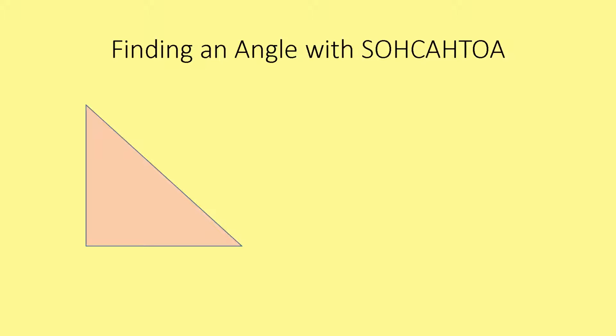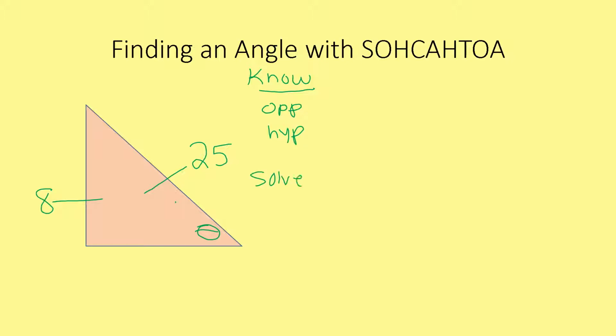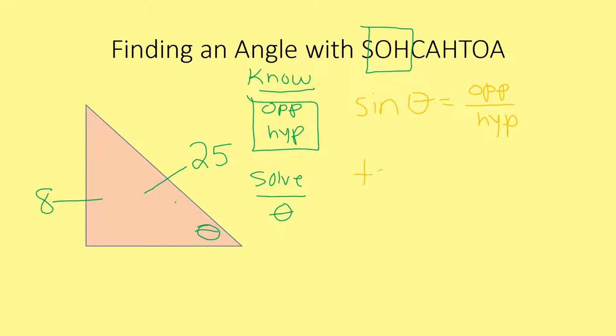Next we have finding an angle with SOHCAHTOA. So say we know that our hypotenuse is 25 and we are solving for our theta, and we also know the opposite is 8. So we know the opposite, we know the hypotenuse, and we are solving for theta. So because we know our opposite and hypotenuse, we are going to use the sine, or SOH, and we are going to do sine of theta is equal to opposite over hypotenuse. And then we're going to plug in the information we know.